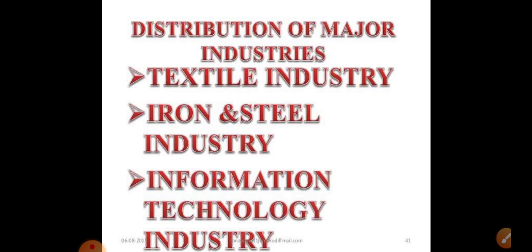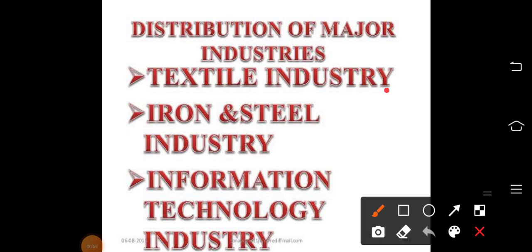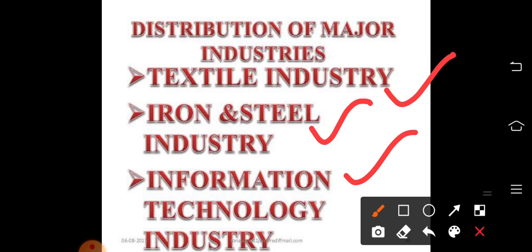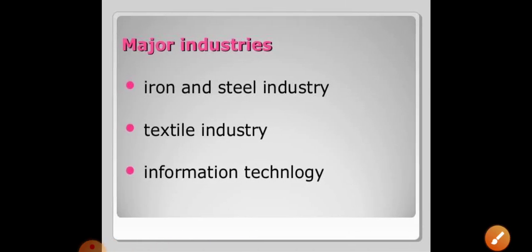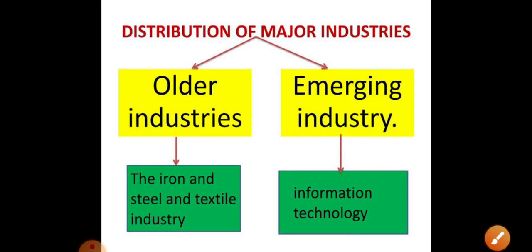So today we are moving on to the distribution of major industries in the world. The world's major industries are the textile industry, the iron and steel industry, and the information technology industry. The iron and steel industry and textile industry are the older industries, and the information technology industry is an emerging industry.